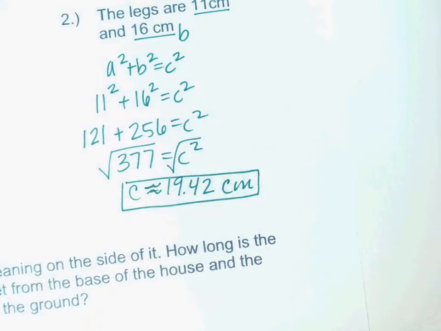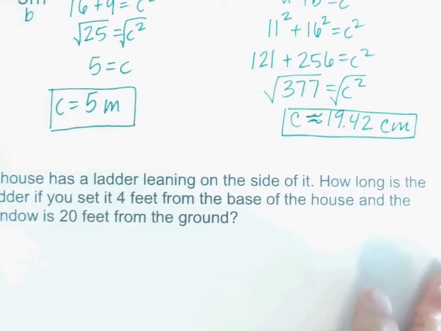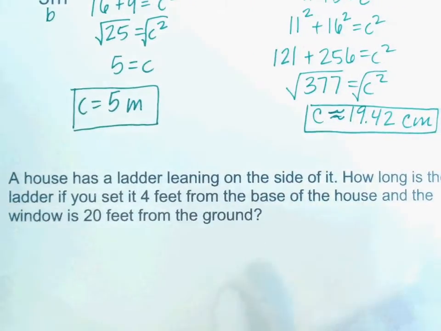Okay, and our last problem is a story problem. A house has a ladder leaning on the side of it. How long is the ladder if you set it 4 feet from the base of the house and the window is 20 feet from the ground?